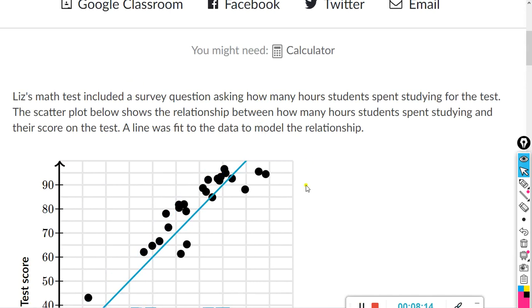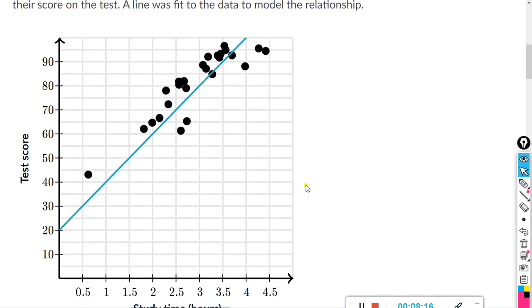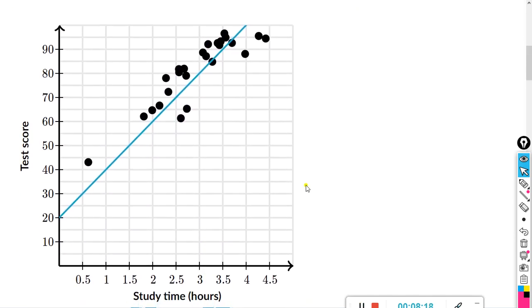So you don't really have to read the write-up. You're going to do the same thing on these just about every time. So let's do the slope first. The slope is m, y2 minus y1, divided by x2 minus x1.